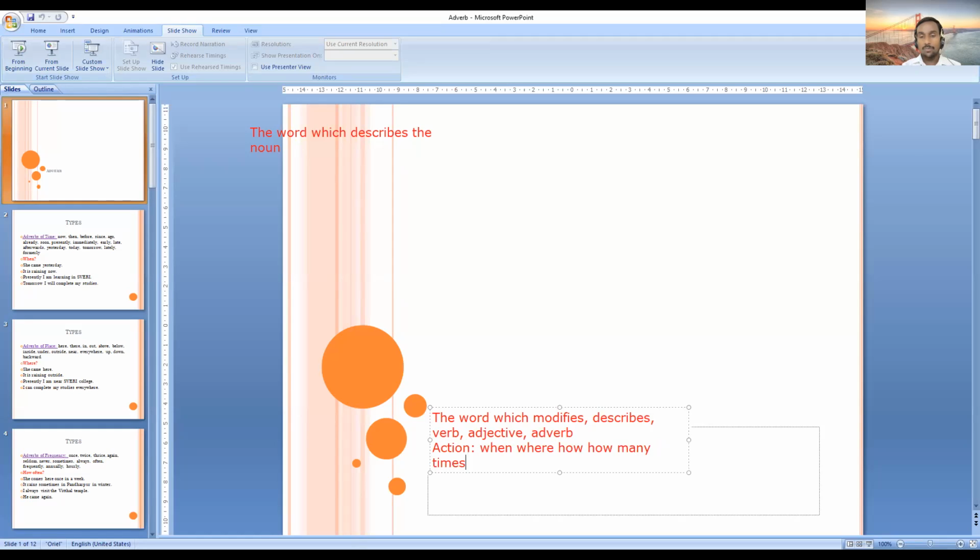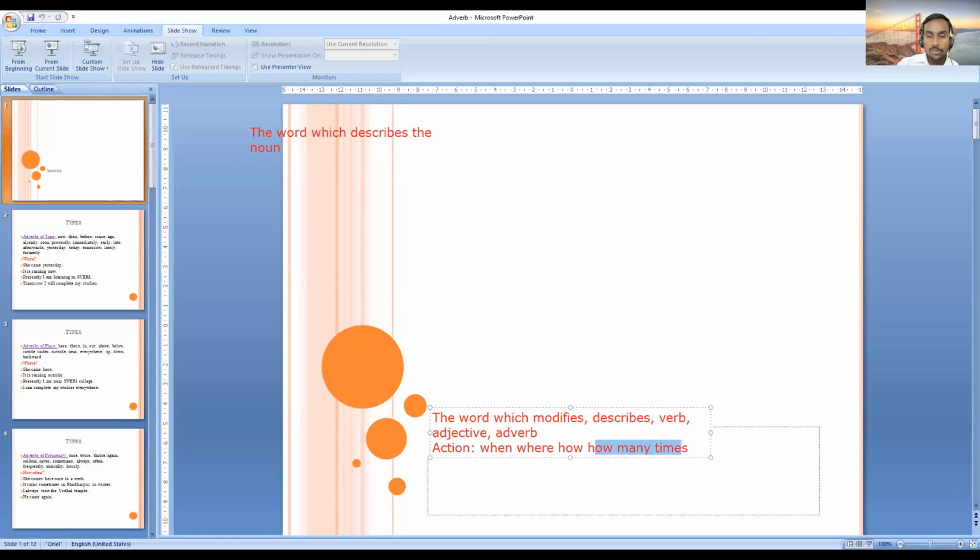So if you're getting some information about any particular action, when it happens, where it happens, how it happens, how many times it happens, then that word is nothing but an adverb. Okay, so based on that we are going to learn some types of adverbs. Is it clear what an adverb is? Yes, sir. Okay, so these are the types.